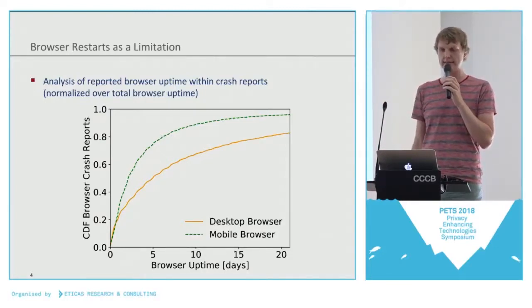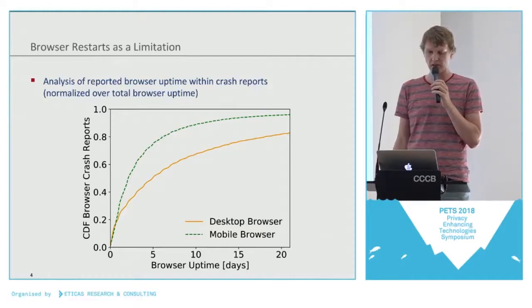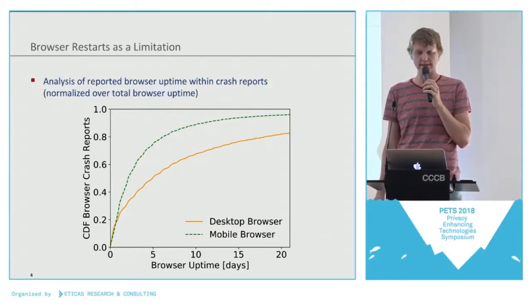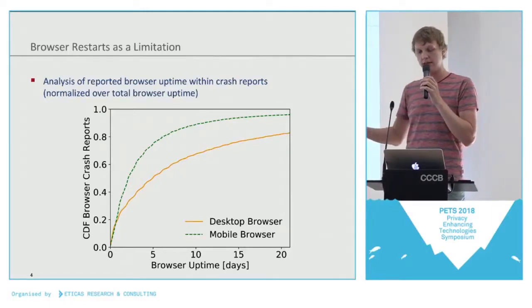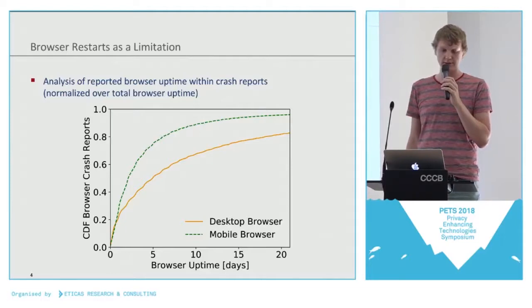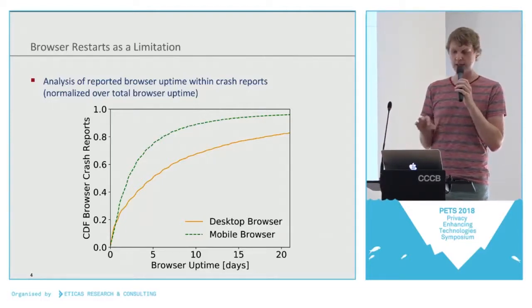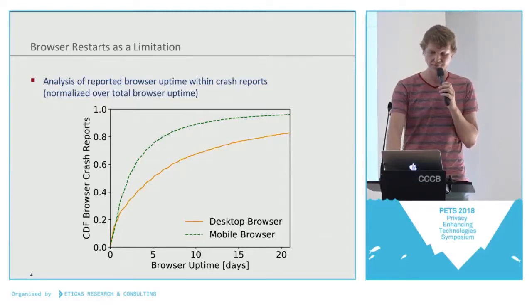This cumulative density function shows that the browser uptime, for the majority of users, exceeds more than a single day. And so the tracking period is also over a single day. However, this is a very indirect measurement, so take it with a grain of salt. And we see quite a lot of browsers which have an uptime of several days or even several weeks.